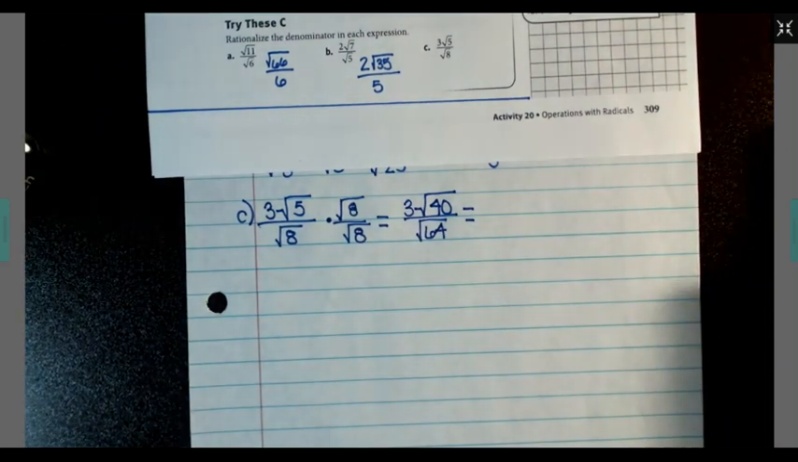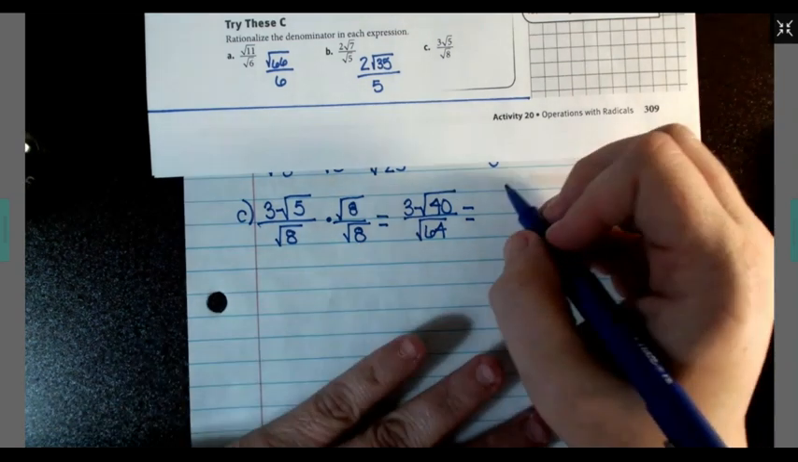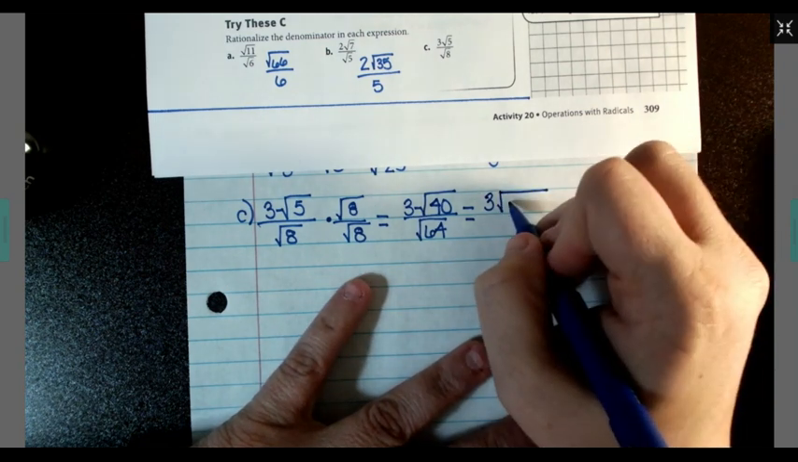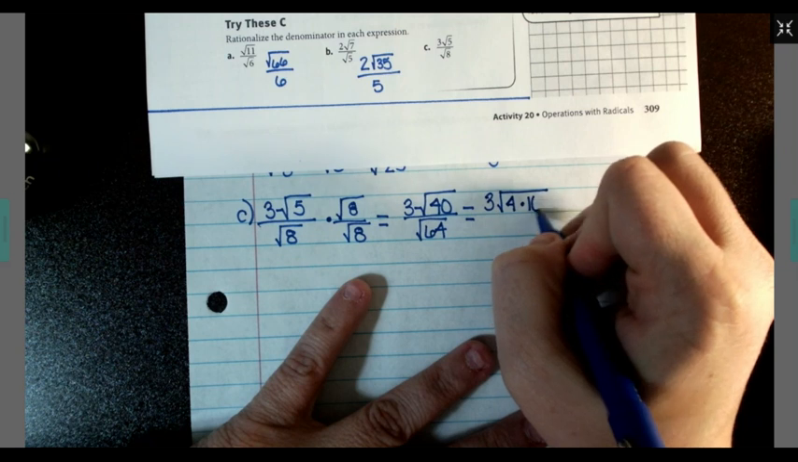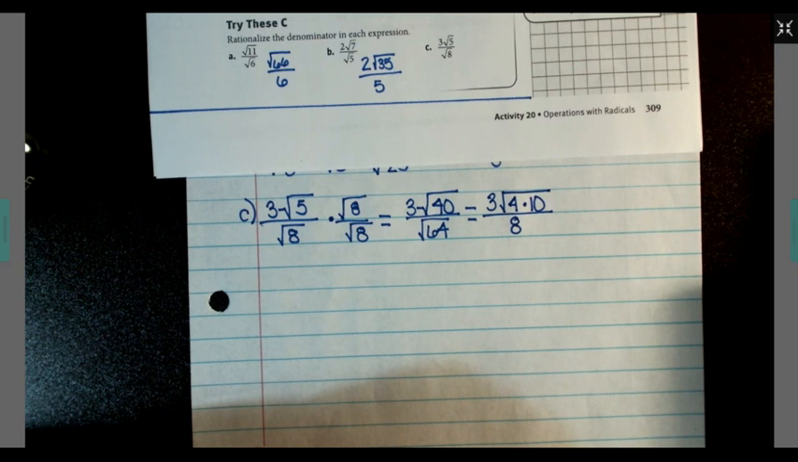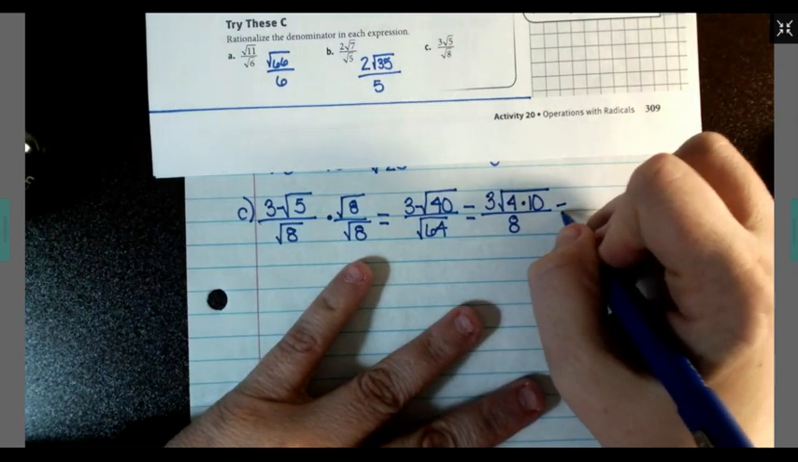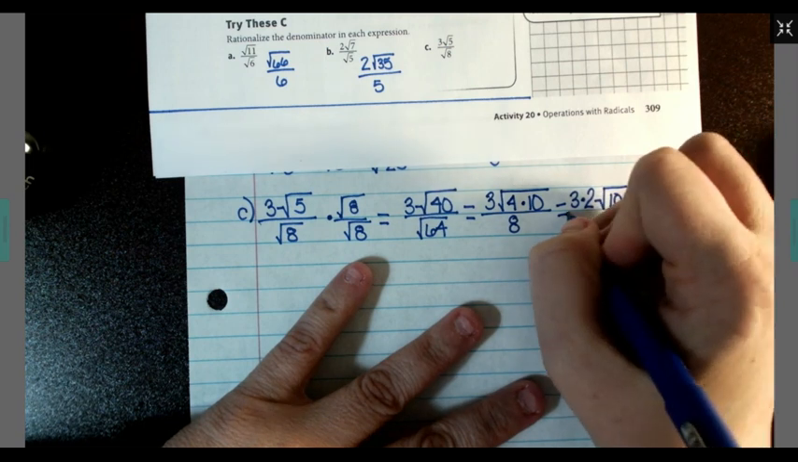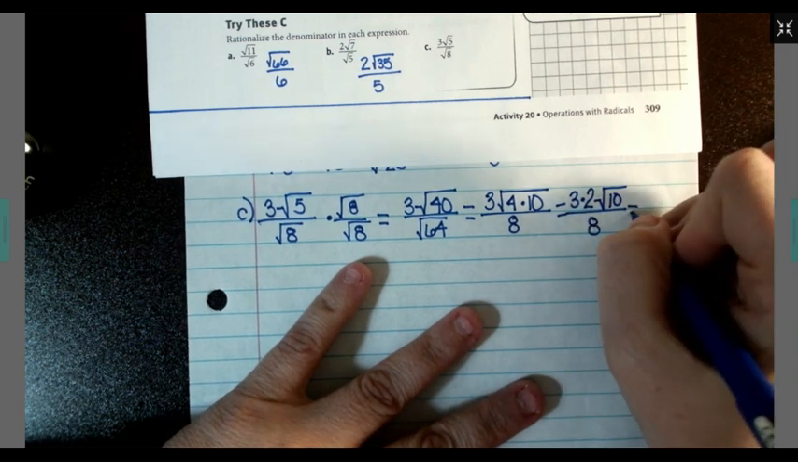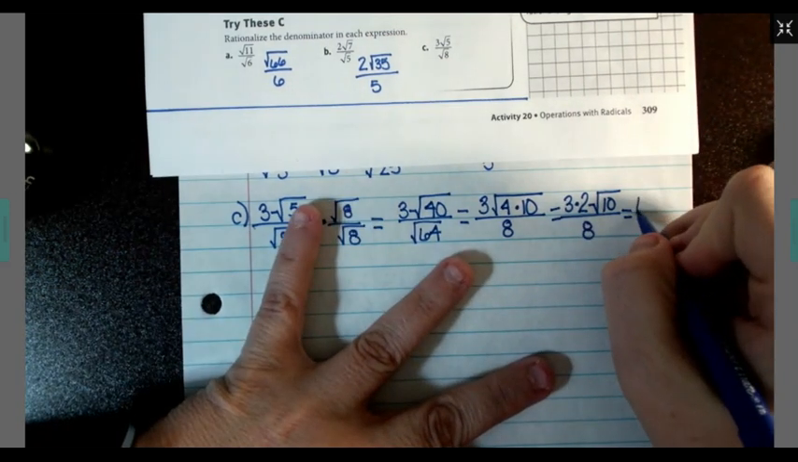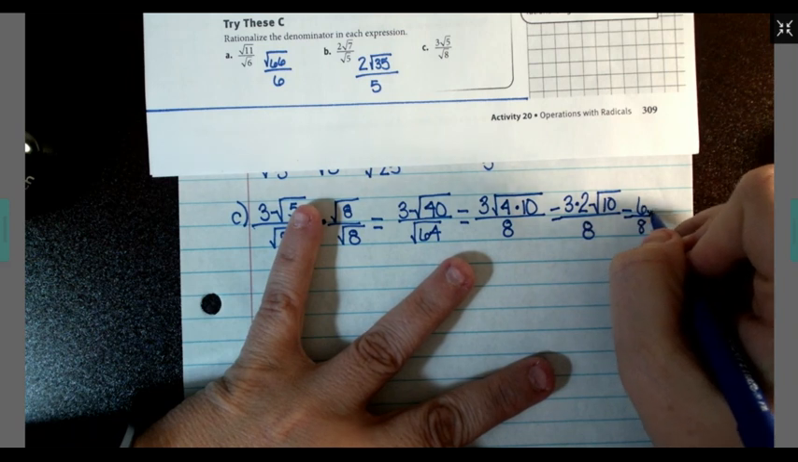Now, it looks like we can do some simplifying in both the numerator and the denominator position. This, I can make 3 square root of 4 times 10. And in the bottom, I know that that's 8. What is the square root of 4? 2. So we've got 3 times 2 square root of 10 divided by 8. Can we simplify that? 3 times 2 is 6 square root of 10 over 8.